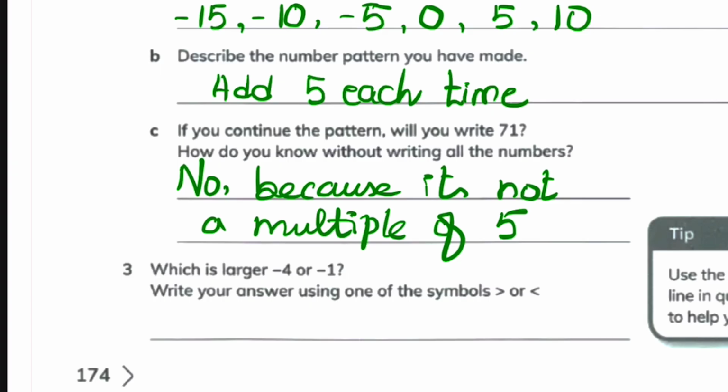Which number is larger, -4 or -1? So we can say that -4 is less than -1 because when we point both numbers on the number line, -4 will be on the left side and -1 will be on the right side. So -1 is greater than -4.